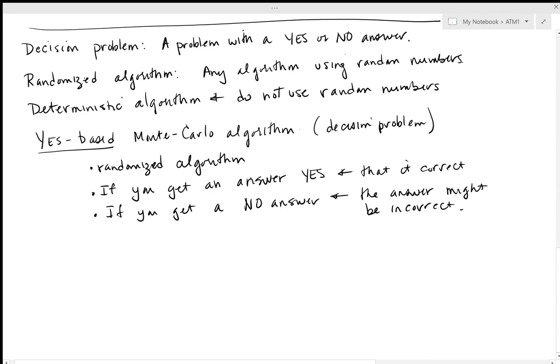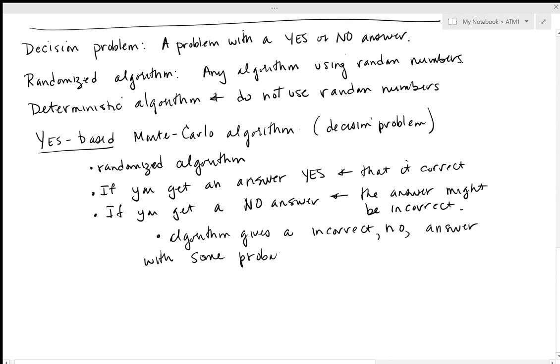The answer might be incorrect, and the algorithm will give an incorrect no with some error probability. So if we get a no answer, the algorithm gives an incorrect no answer with some probability, which we're going to call epsilon. In fact, it's not constant, I shouldn't say it like this. It's some probability of at most epsilon. So that's the idea behind what is called a Monte Carlo algorithm.